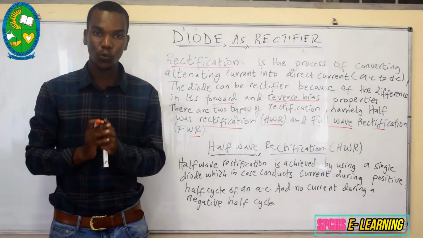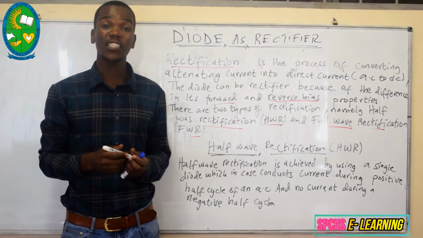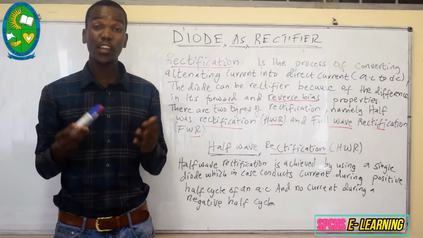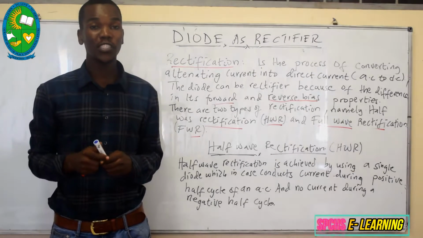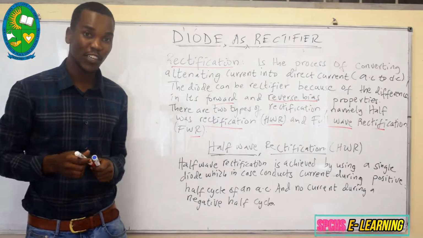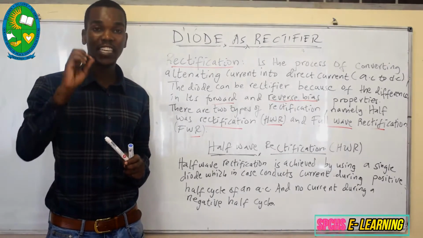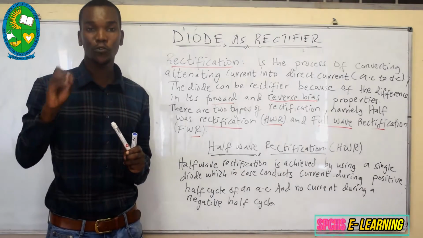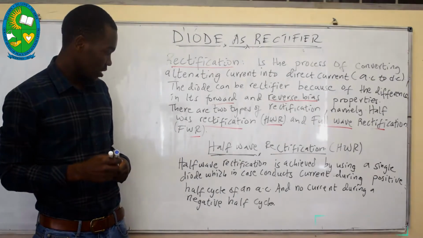We are going to start with half-wave rectification. As we say, rectification is converting AC current into DC current. We do that because AC current is normally not used in many electronic devices; only direct current is used in electronic devices. That's why we have to convert AC current, which is normally used because it is easy to transfer from a production site to the consumption site.